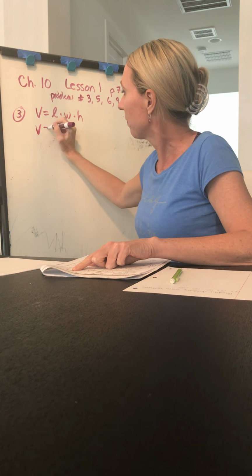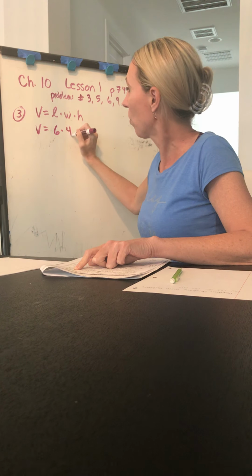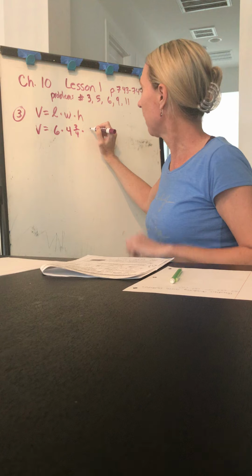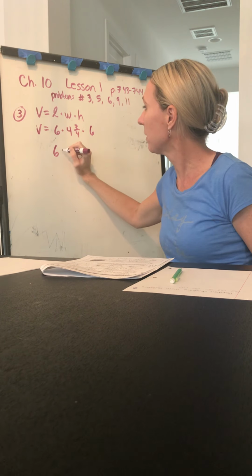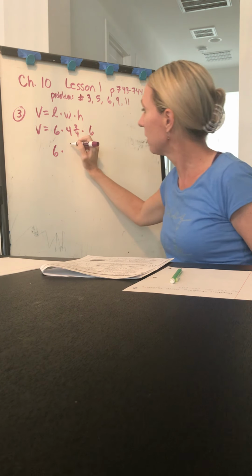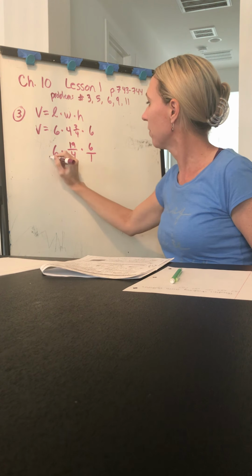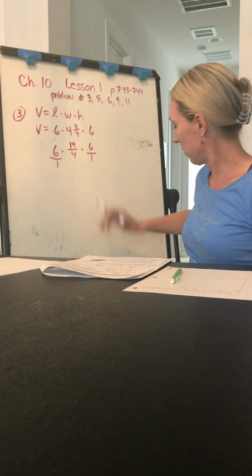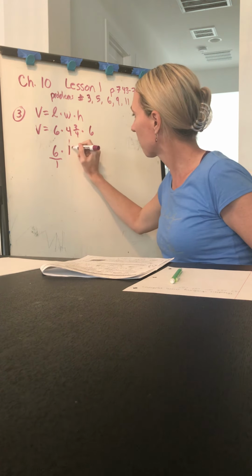So we have 6 times 4 3/4 times 6 again. Okay? So what we're going to do is change this to an improper fraction. So we have 6 times 4 times 4 is 16, plus 3 is 19, and then times 6. I'm just going to put those over 1. And then, again, you can cancel anything on top with anything on bottom.